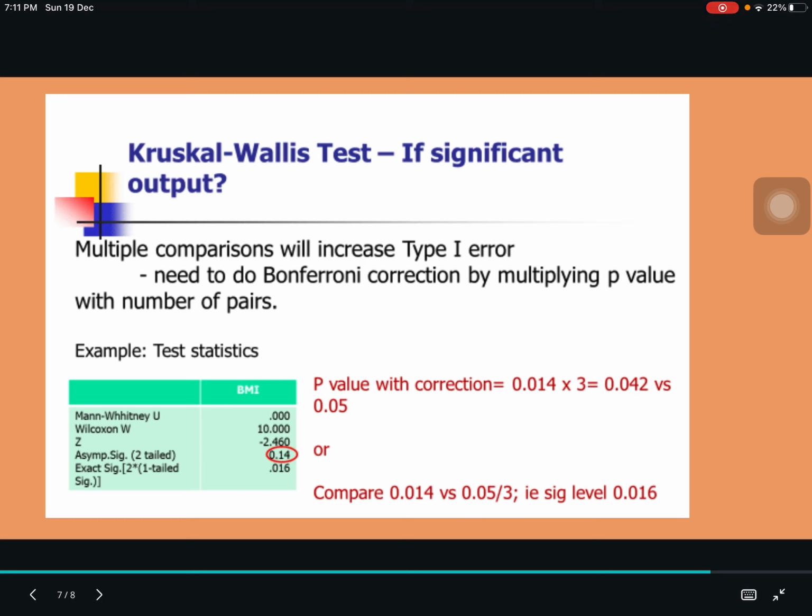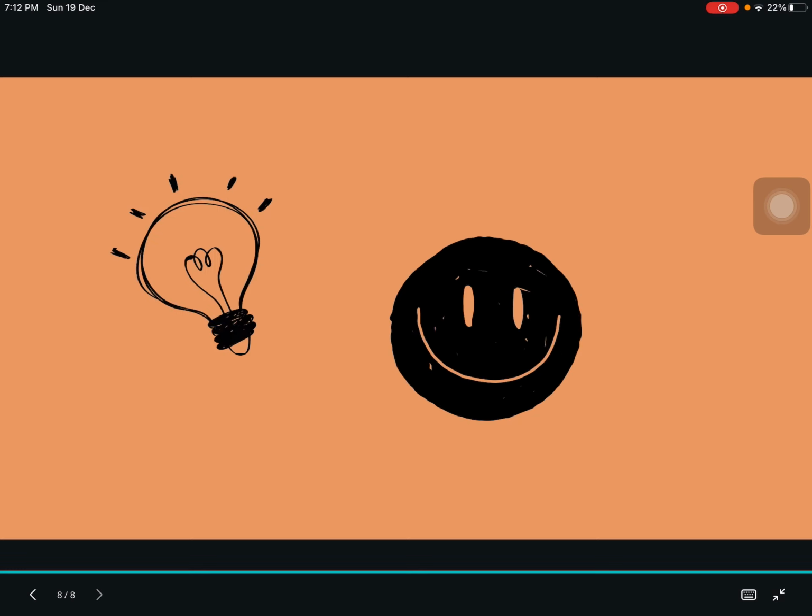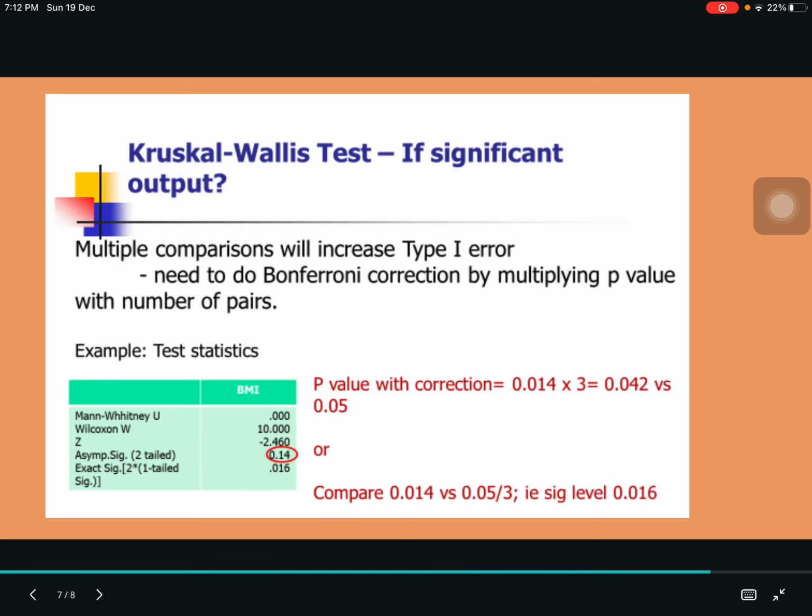Okay, so how do you do the Bonferroni correction here? There's 2 ways in minimizing the type 1 error. Okay, first is that you do the p-value with correction. So once you get the p-value from the test statistic, for example here, I think there's something ada salah dekat sini, kelas, sorry. It should be 0.14, not 0.014. So 0.14 times by 3, because kalau untuk statistik ni dia ada 3 pasangan, so we have to times it by 3.